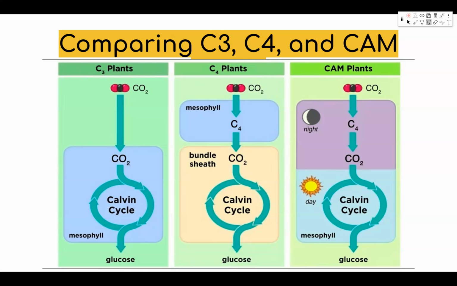And then finally, our CAM plants. This says C4. I'm going to change it to organic acid so we don't get confused with that 4. That carbon dioxide comes in at night. We store our organic acids, and then during the daytime, we break that back down into CO2, and we can go through the Calvin cycle. So we can kind of see the difference here.